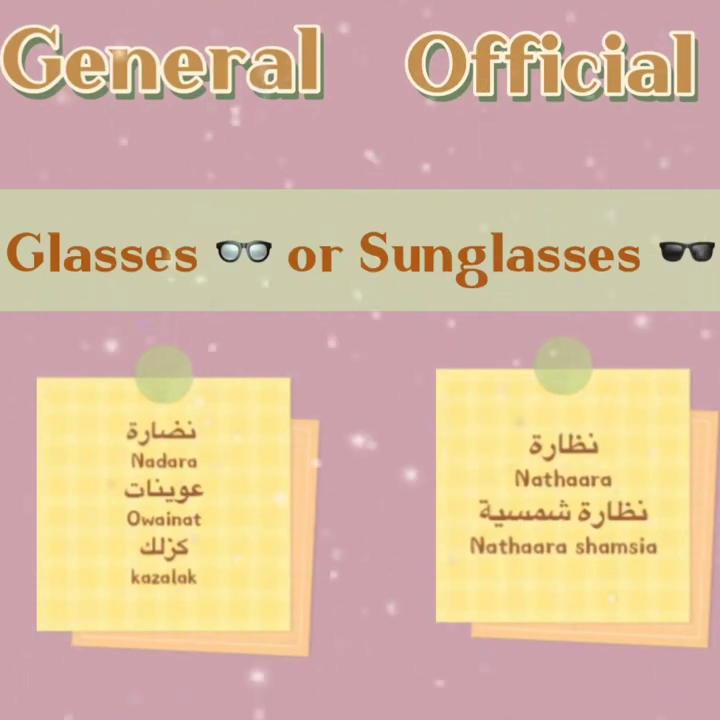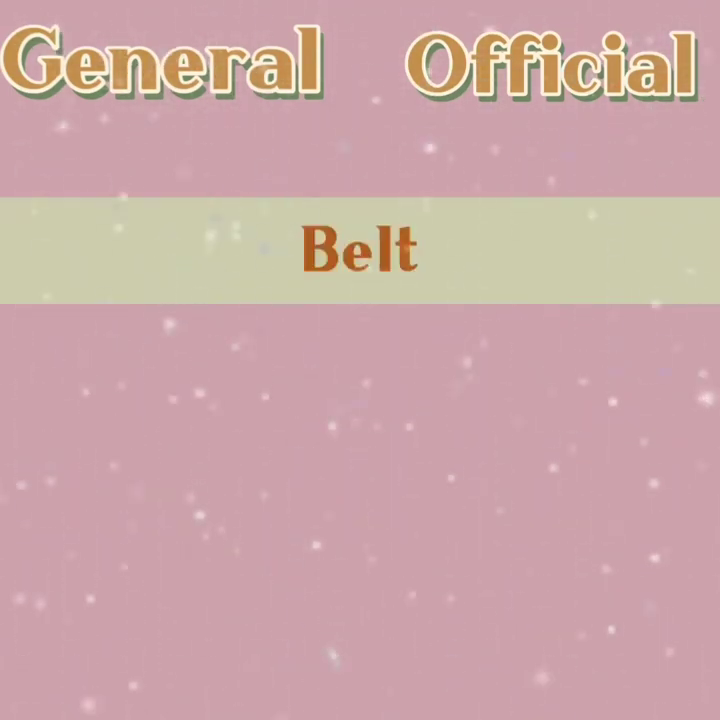But in the general Arabic, there are multiple words. For example, we will start with نظارة, عوينات. Also, there is كزلك. نظارة, عوينات, كزلك.